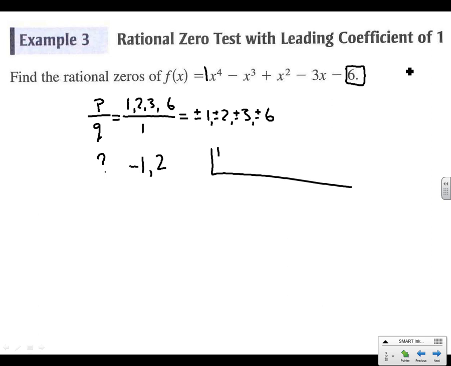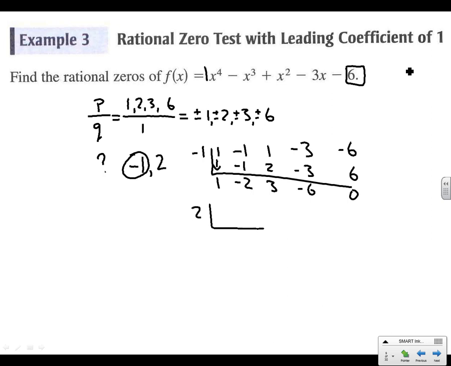So 1x to the 4th, -1x cubed, 1x squared, -3x, and -6. We'll start with -1. Test that one first. Alright, we got 0 as a remainder, so it does indeed work for -1. -1 is one of our zeros. Let's test 2 as well.